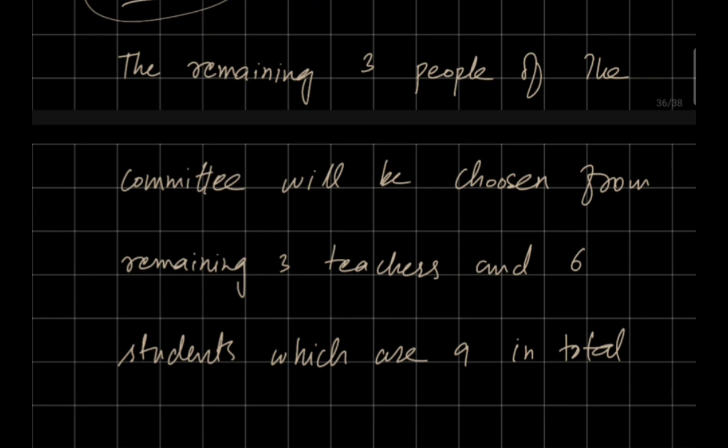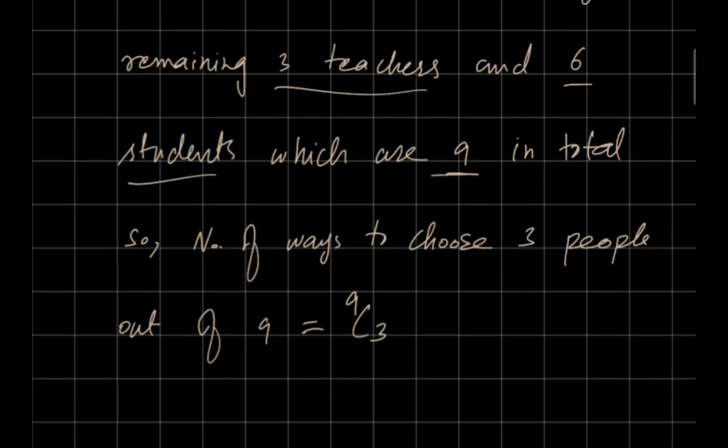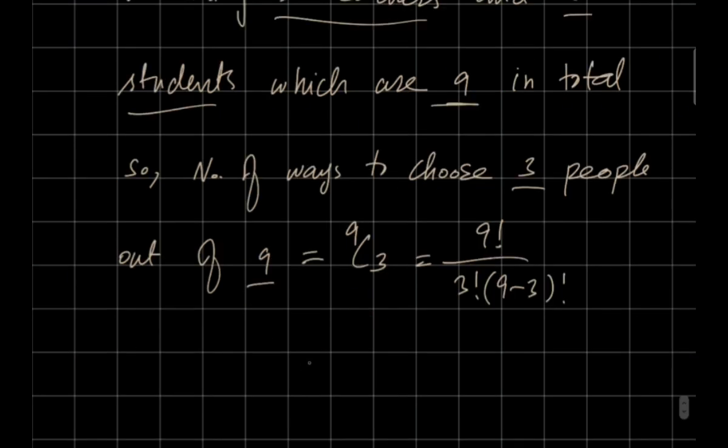So the remaining 3 people of the committee will be chosen from the remaining 3 teachers and 6 students, which are 9 in total. So the number of ways to choose 3 people out of 9 is 9C3. So after expansion we will get 84. So these are the number of ways in which a particular teacher and a particular student are coming together.